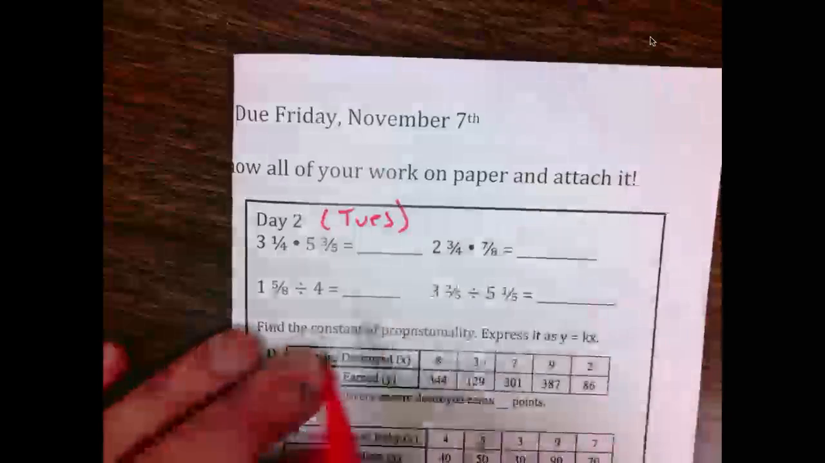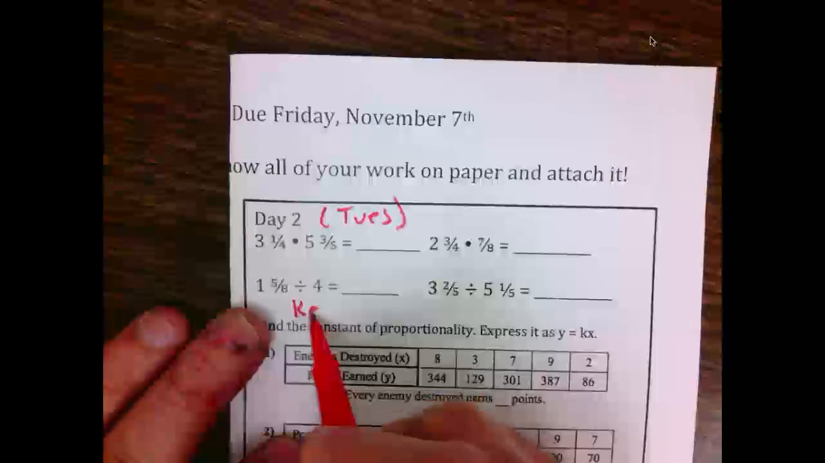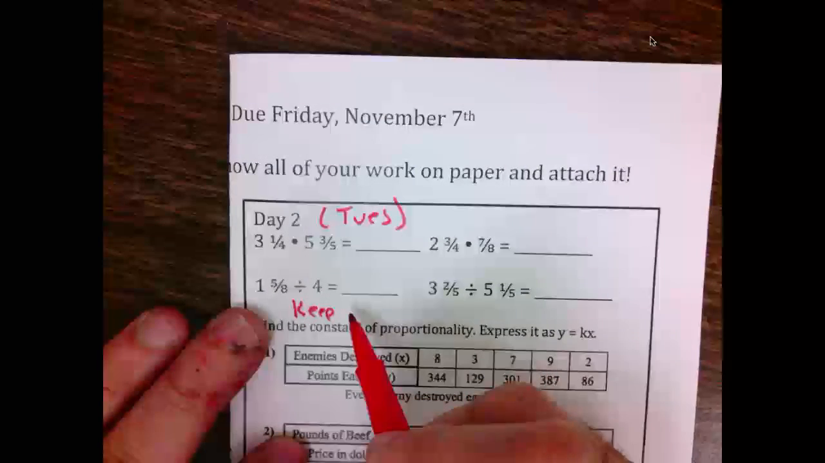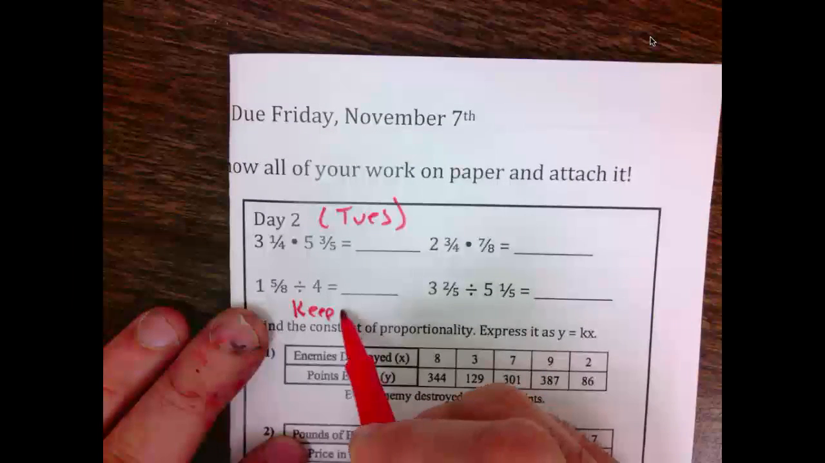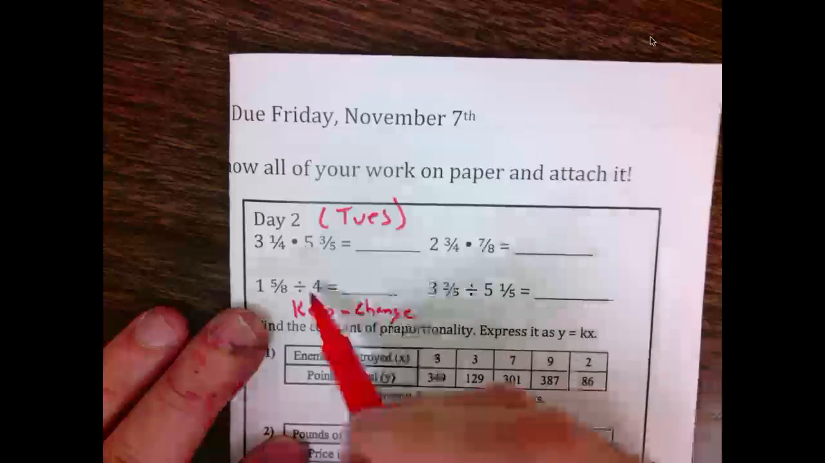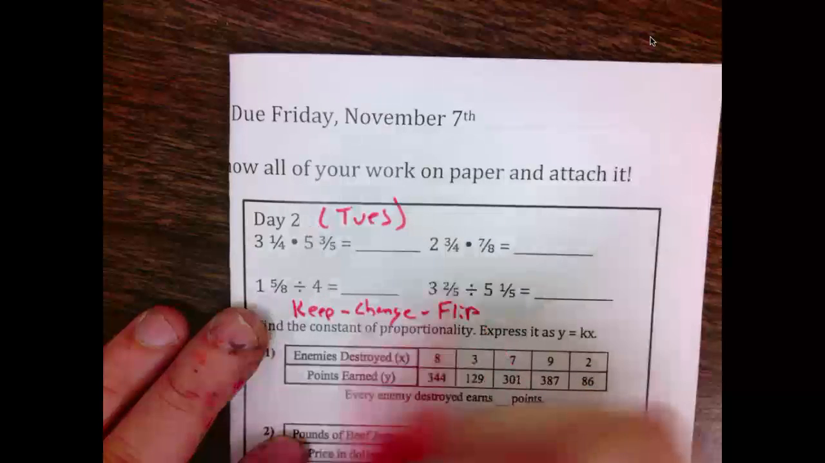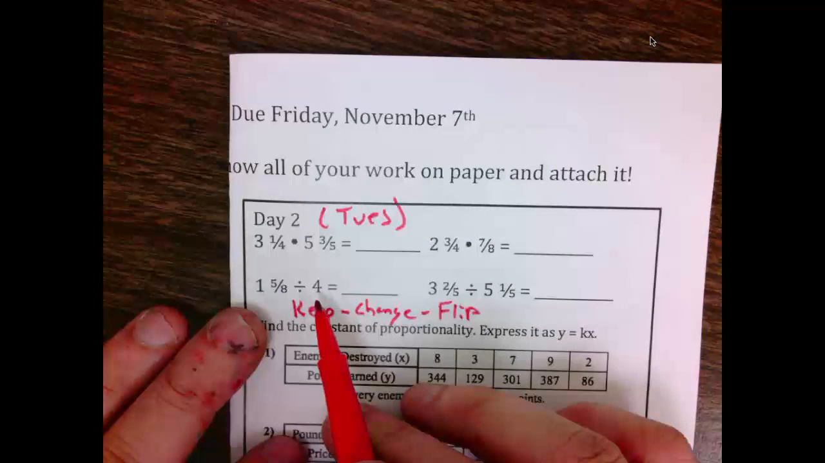With that, you should be able to do the rest of these. Remember, when we divide, we keep the first fraction the same. We change the divide to a multiply, and we flip over the second fraction. In the case of this 4, write it as 4 over 1, flipping to times 1/4.